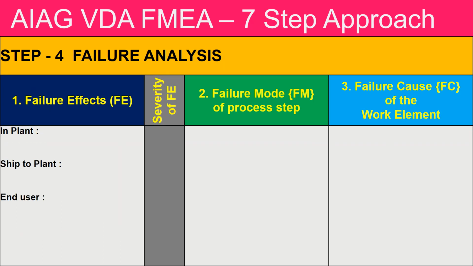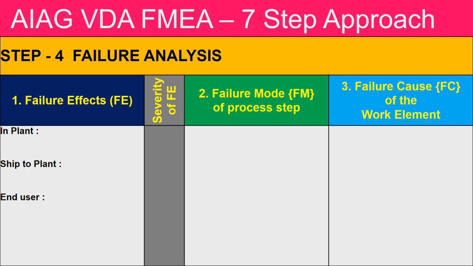The fourth step is the failure analysis. In this, you have to identify the failure effects, the severity of the failure effect, the failure mode of the process step, and the failure cause of the work element. Similarly, in this first, failure effects, you have to classify in three categories: failure effect with respect to in plant, ship to plant, or for the end user.